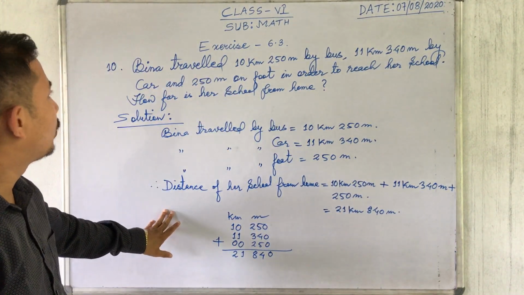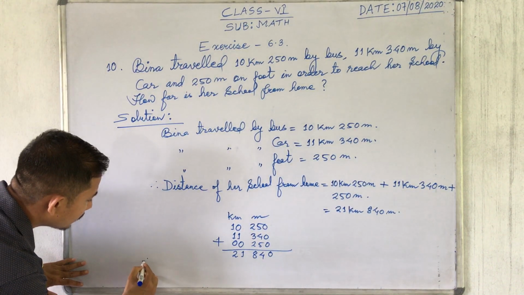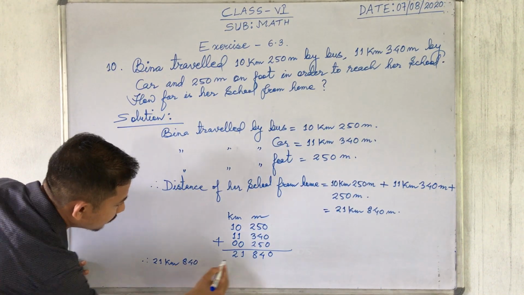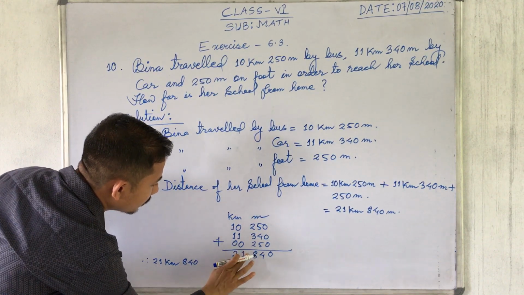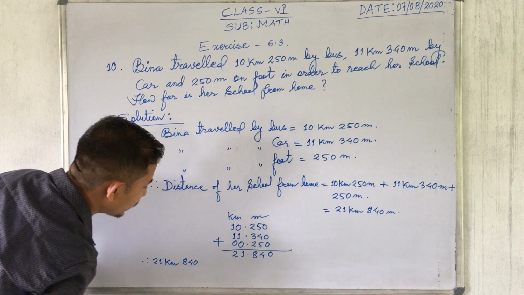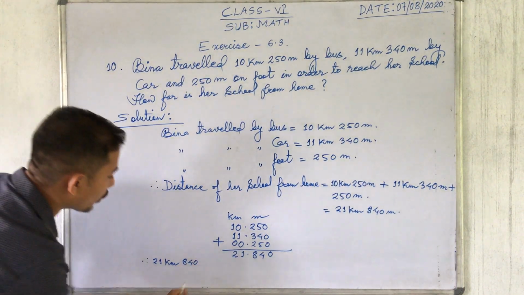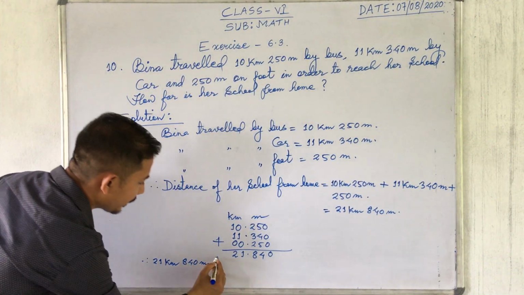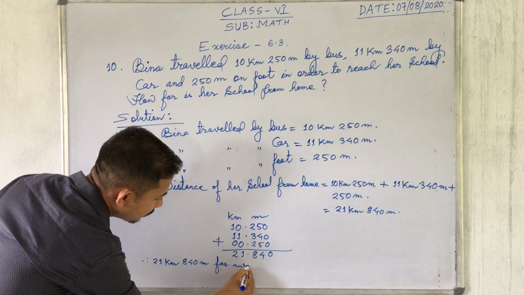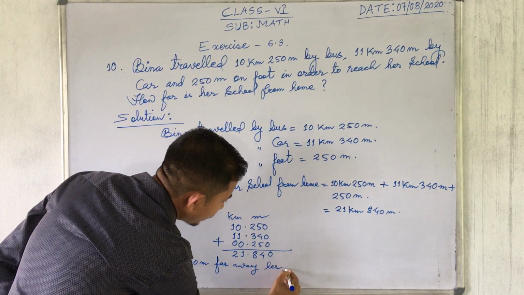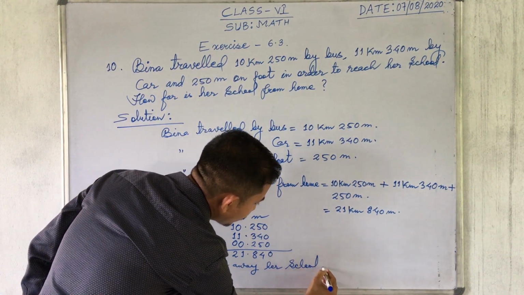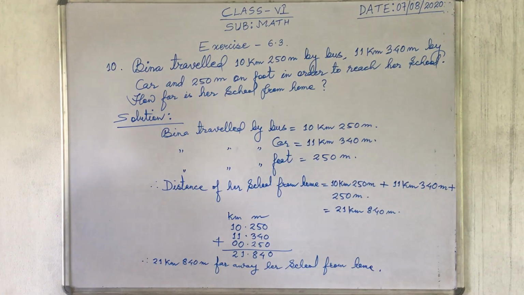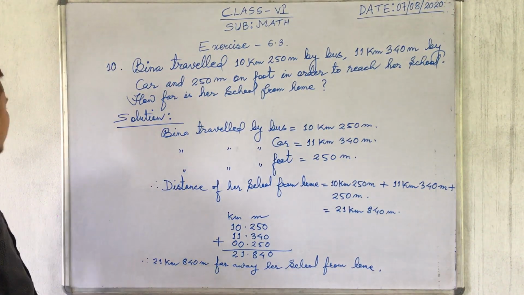Okay. So at last, 21 kilometer and 840. Put here a decimal point. 21 kilometer and 840 meter far away. Okay, this is the way to solve these types of problems. This is one problem. This is number 10.